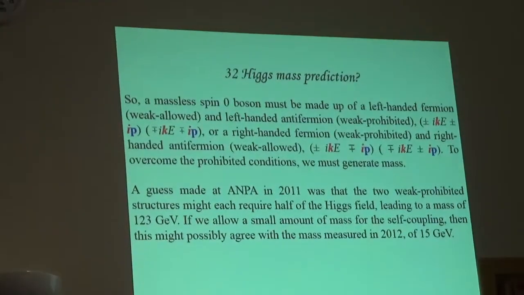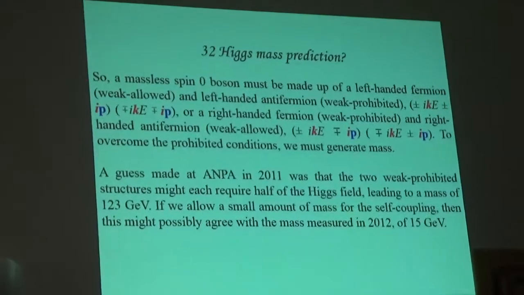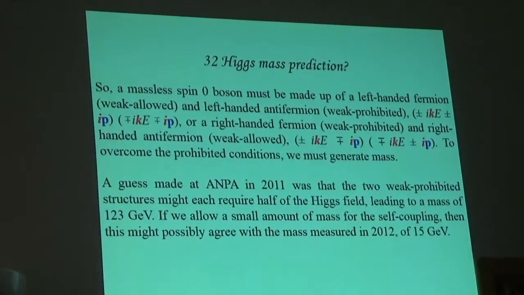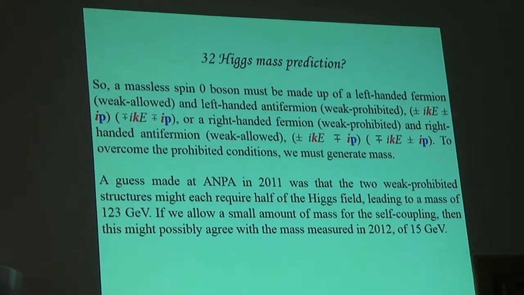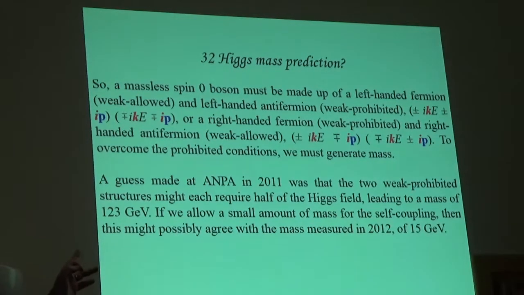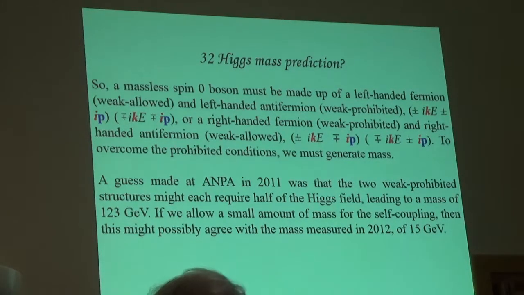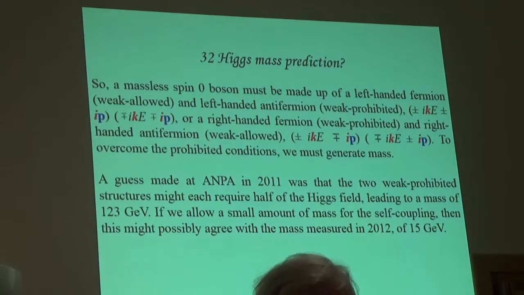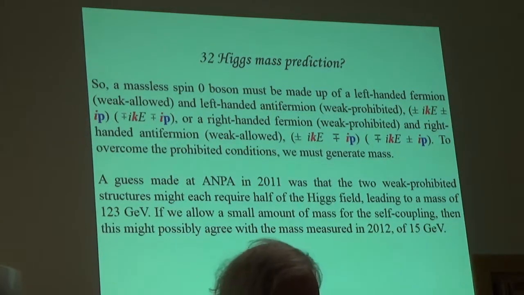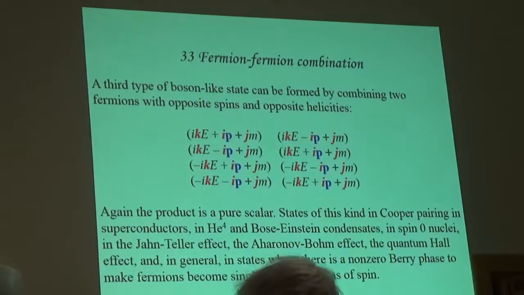And this is something I claim to have done at an AMPA meeting, very shortly before they found the Higgs, when my colleagues were looking for it. And I said, okay, a Higgs basically contains a right-handed fermion which is weak prohibited and a right-handed antifermion which is weak allowed, or the other way around, left-handed fermion weak allowed and the right-left hand, so one of them is allowed and one of them isn't. So each requires maybe half of the Higgs field, 123, so doing it both ways you get 246. Sorry, each will require 123, and the extra two that you get is probably some sort of self-coupling. That's just a guess, but it's interesting.